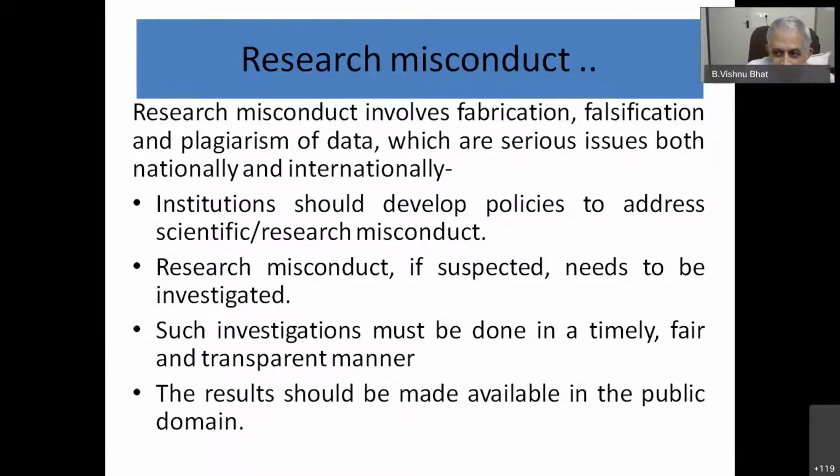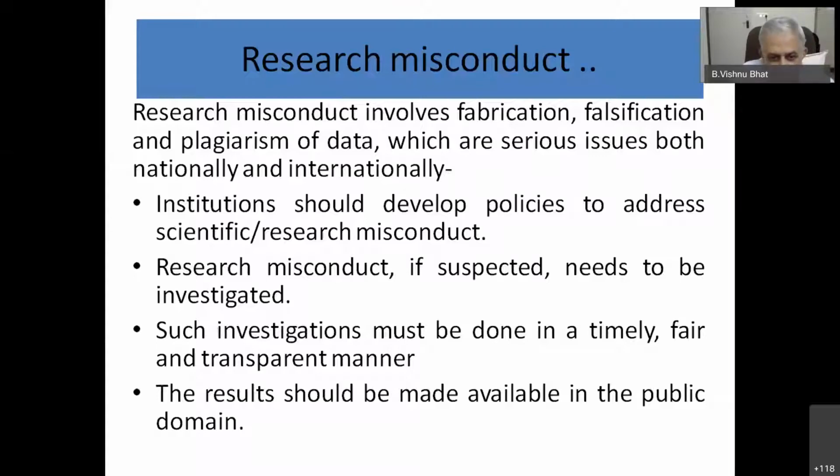That is why sometimes they will publish, and after some time they'll say, I'm sorry, I am withdrawing the paper. So they will withdraw the paper. But it does not end there. They can take action against the misconduct. So research misconduct, if suspected, needs to be investigated. The head of the institution cannot sit quiet, nor the ethics committee. Once it is brought to their notice, they have to investigate. The investigation has to be done timely, fair, and transparent.